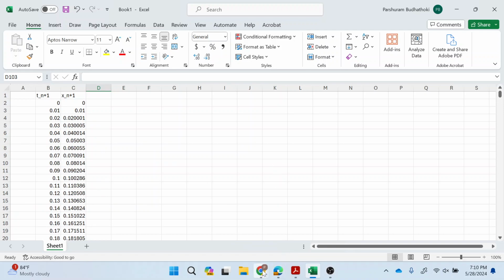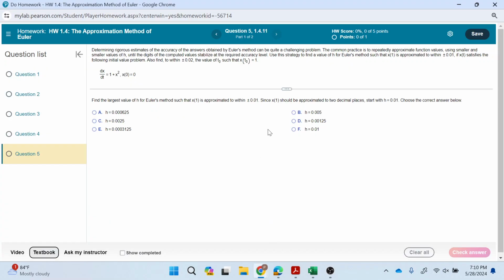Okay, so now we have been given a bunch of different values of h. You need to choose which h is going to work, and among them, if there is more than one, you have to choose the largest one. I'm going to choose h equals 0.0025 because I know the answer. But if you don't know the answer, start with this one.